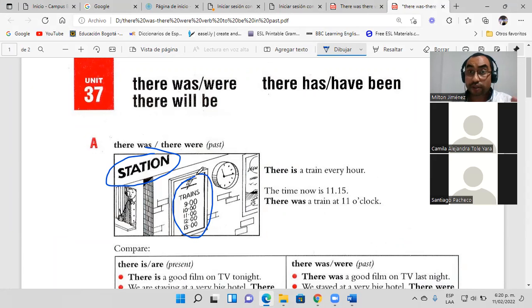Can you see my screen? If you don't see or don't hear something like that, please ask me, okay? Say, hey, teacher, can you see my screen? Yes? Okay, perfect. So if you see in here, we have some times. We have the trains at 9, at 10, at 11, at 12, and at 1. And the time, what is the time now? According to this watch. What is the time?